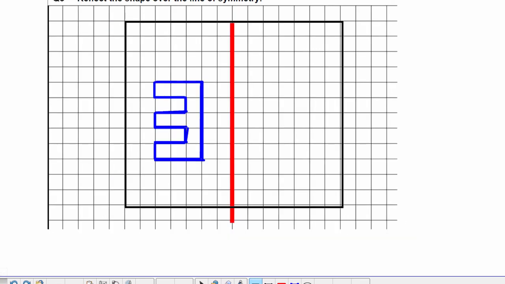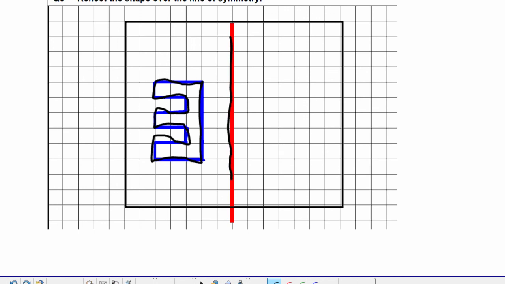Okay. So again, if you can, trace the shape. So you trace it down using your tracing paper. And remember, trace the line as well. And this works for diagonal lines as well. It really works well. So make sure you trace the line.